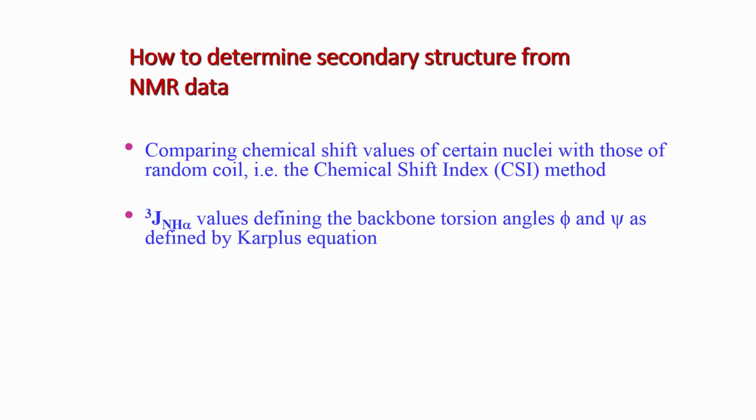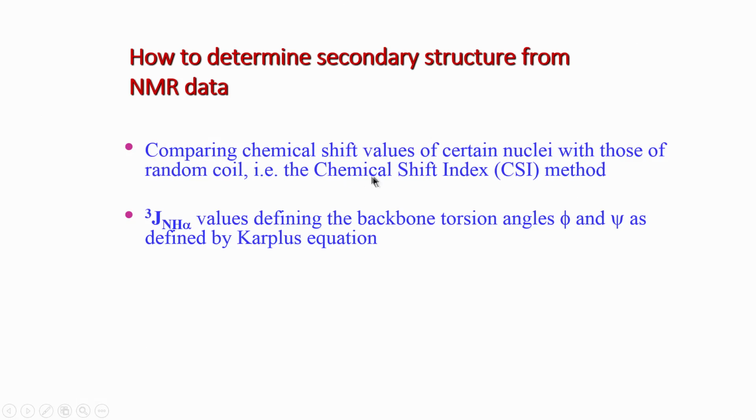So, there are two methods in NMR which are very popularly used for finding the secondary structure. Our goal here is that for the amino acids in the protein, we want to know what is the secondary structure of each and every amino acid. So, any given particular amino acid, whether it is in alpha helix or beta sheet and so on. We will define what the secondary structure is shortly. So, these are the two most popular methods.